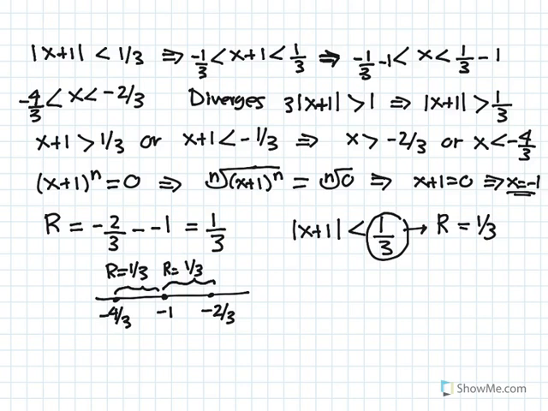But the ratio test doesn't tell us what happens at the endpoints. At the right endpoint, x equals negative 2/3, and the left endpoint, x equals negative 4/3. We have to plug those endpoints manually into the power series and apply a test of convergence like the basic comparison test, alternating series test, or limit comparison test, and find out whether the power series converges at those endpoints or whether it diverges. We have to look at that separately.